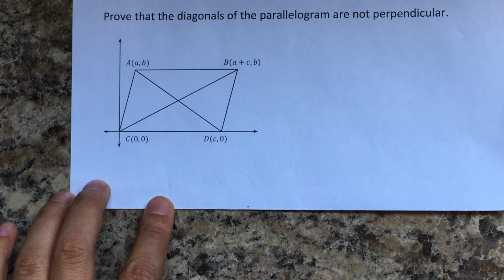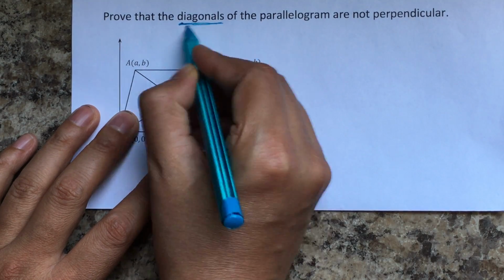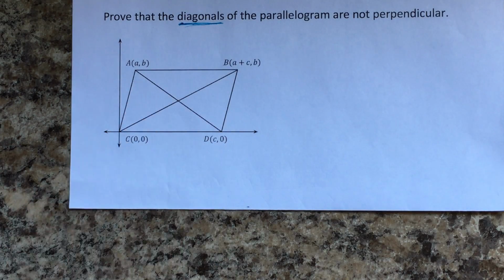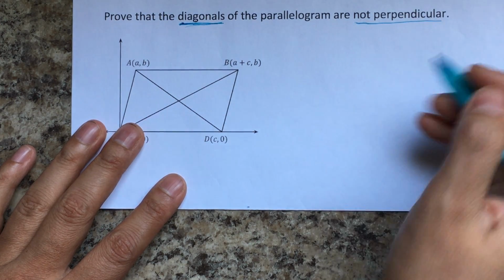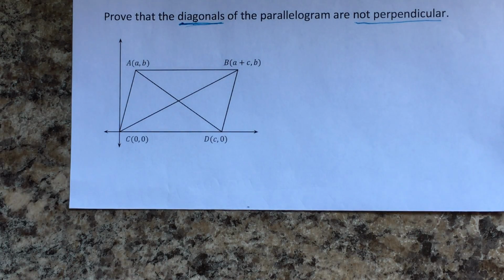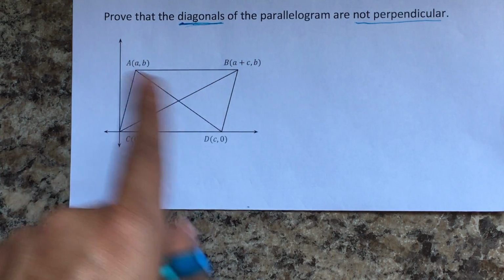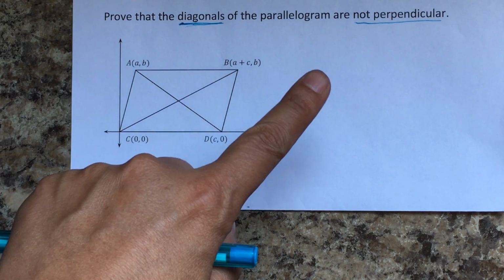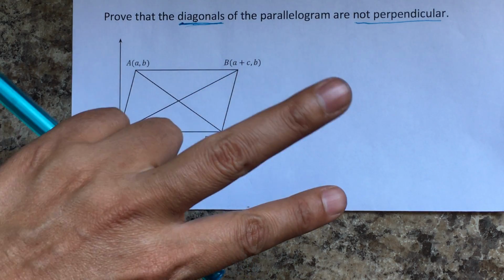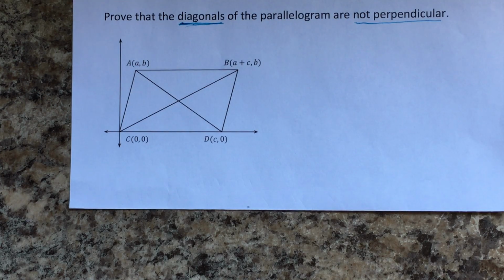it says prove that the diagonals of the parallelogram are not perpendicular. So that means that they do not form right angles. And if they were to form right angles, then they would have the opposite and reciprocal. So opposite sign, if one is positive, the other one has to be negative. And the numerator and denominator should be switched.